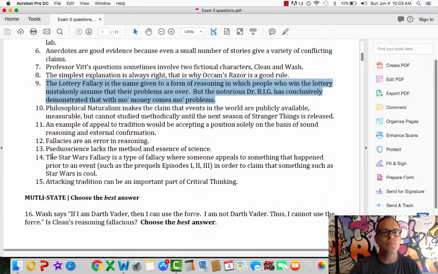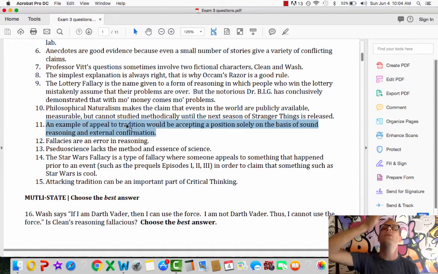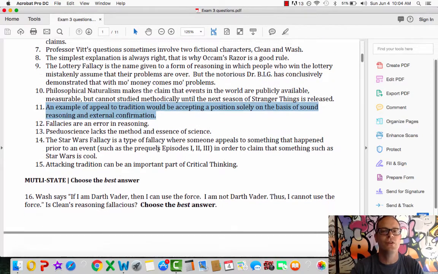All right. Fallacies are an error of reasoning. That would be correct. An example of an appeal to tradition would be accepting a position solely on the basis of sound reasoning and external confirmation. No, that's false. Remember, appeal to tradition is getting someone to accept a conclusion or a position on the basis that something has been done in the past and should continue to be done, right? It's not getting someone to accept a position on the basis of reasoning and external confirmation. That would be what we want them to do. So remember, 11 is false.